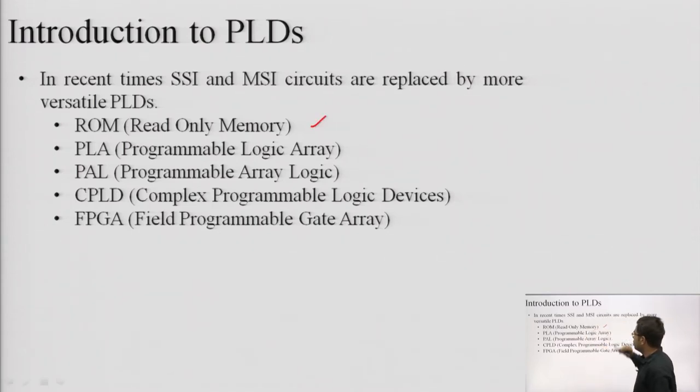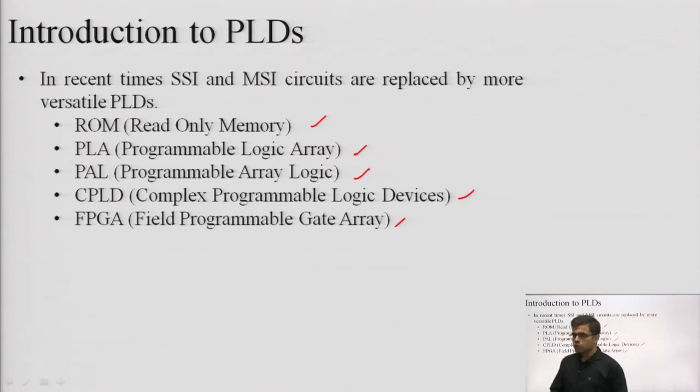These are ROM, PLA, PAL, CPLD and FPGA. ROM, as we are very much aware, is read-only memory, which is of different types: PROM, EPROM, mask PROM. From a theory point of view, read-only memory is the basic storage, of which there can be different types. If we are able to erase it, it becomes erasable programmable read-only memory. If we are not able to erase it, it is only programmable read-only memory.